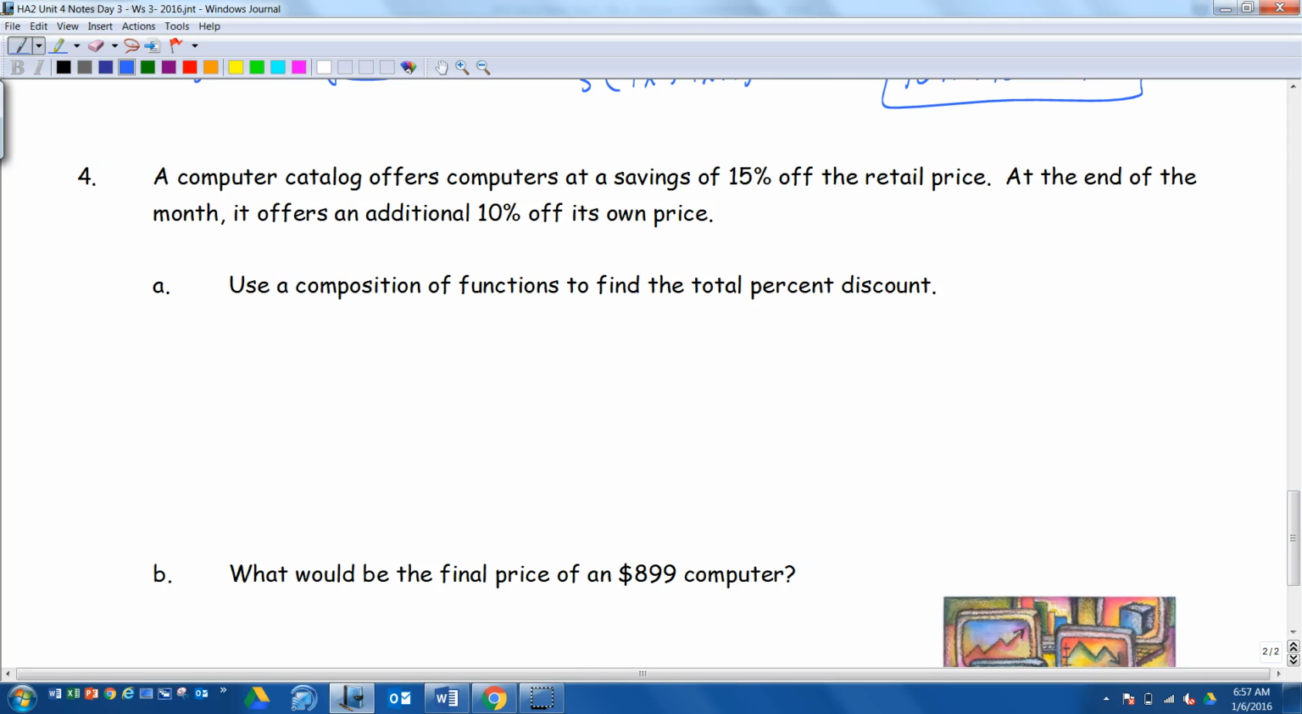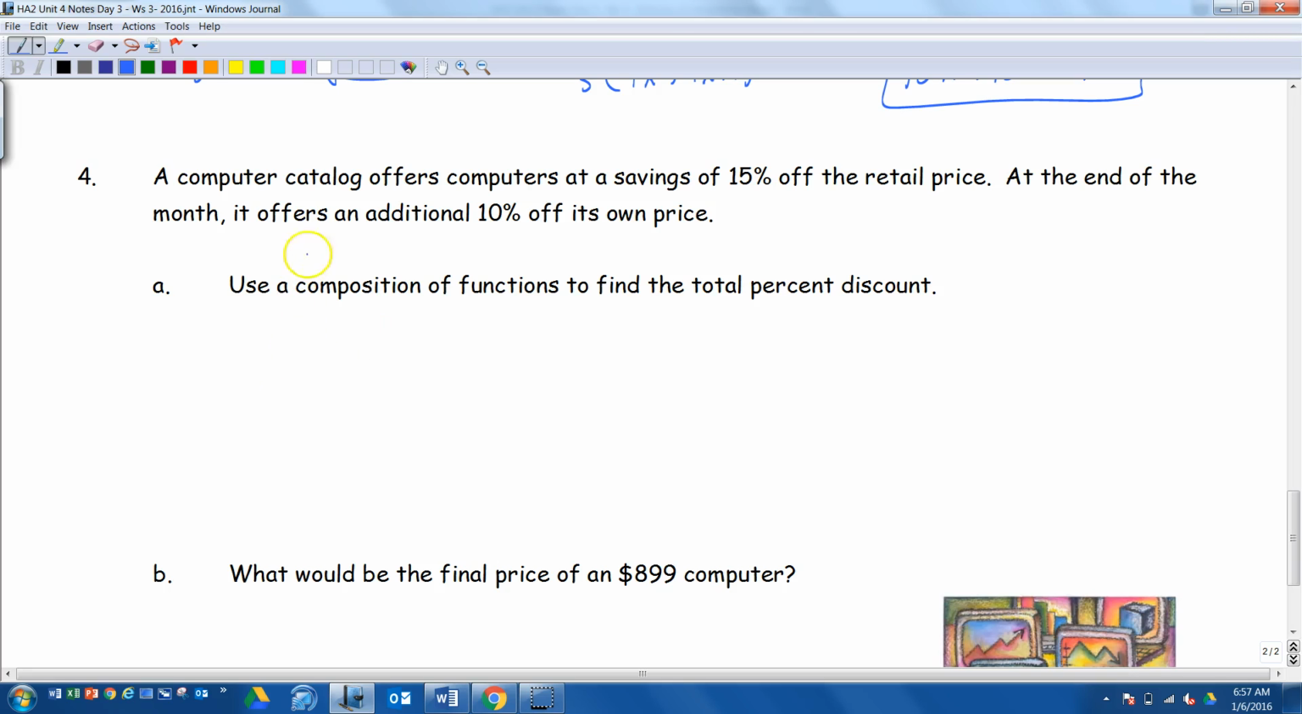Okay. Alright, last problem, and this was actually on the other video that I said don't watch, but now it's on this note sheet. Computer Catalog offers computers at a savings of 15% off the retail price, and then after that, at the end of the month, it offers an additional 10% off its own price. It says use a composition of functions to find the total percent discount.